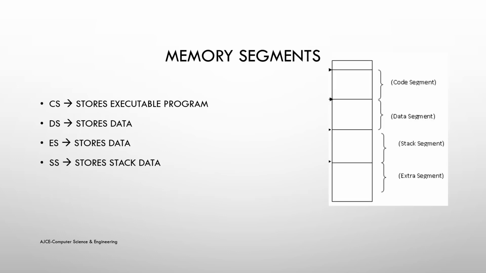This memory is divided into 4 segments. First one is the code segment. Second one is the data segment. Third one is the stack segment. And finally, the extra segment. CS stands for code segment, DS stands for data segment, ES stands for extra segment, and SS stands for stack segment.